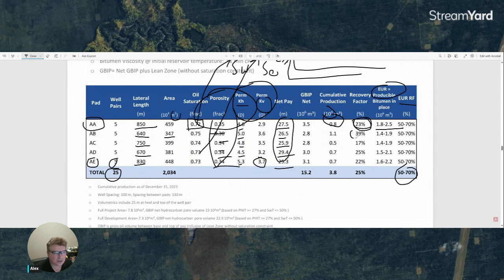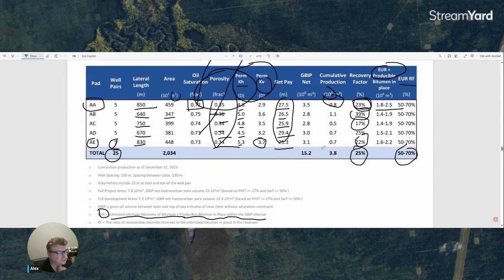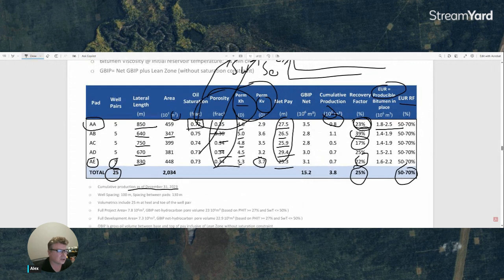So 23%, 39%, 17%, 22%, 25%. This really means that there is some more time to go for this asset before maybe you need to drill newer wells. This asset has some opportunity to be further produced before you need to spend the money. And this cumulative production is as of December 31st, 2023. Now we're in January 2025, so these numbers obviously increase on the recovery factor.